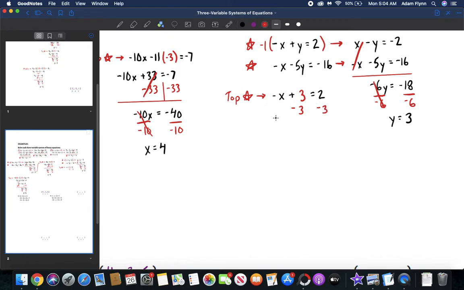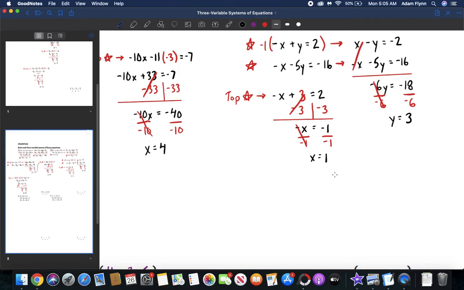When I do that, I end up with negative x equals 2 minus 3, which is negative 1. So here I can divide both sides by negative 1 to make that x positive. So I get x equals negative 1 divided by negative 1, which is going to be a positive 1. So now I've got two variables.